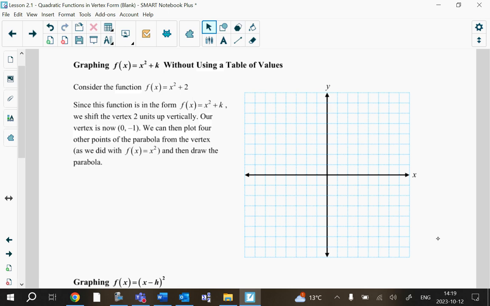4 other points, right? Because we would move 1 across, 1 up to get 2, back to the vertex, 2 across, 4 up, because we're squaring, to get another 2. So we learned the basic graph, y equals x squared, but then we learned what happened if we add or subtract a number at the end. How would you graph this one?